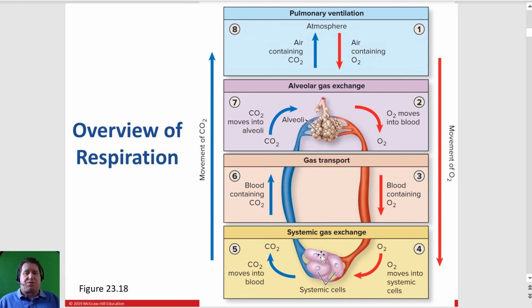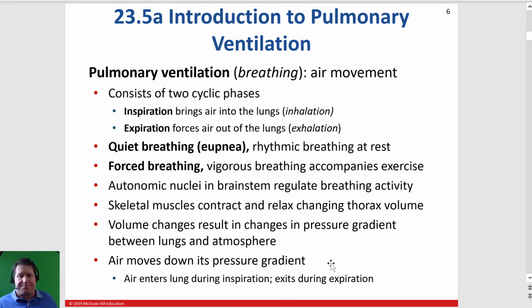So here we go. That's the same thing I was just talking about in graphic form. Here's the lungs. Carbon dioxide goes from the systemic cells to the lungs where it gets expelled, diffused into the air and breathed out, ventilated out. Oxygen is ventilated into the blood and given to the cells.